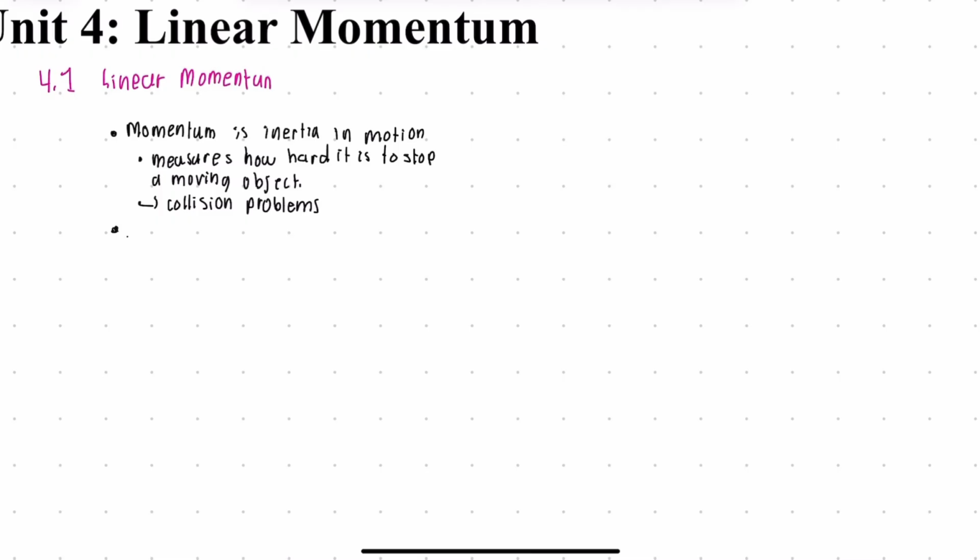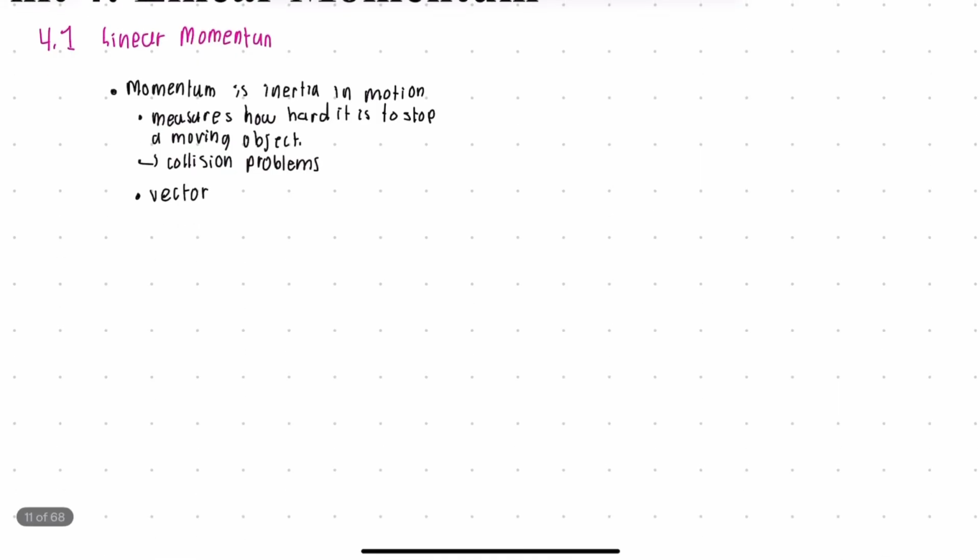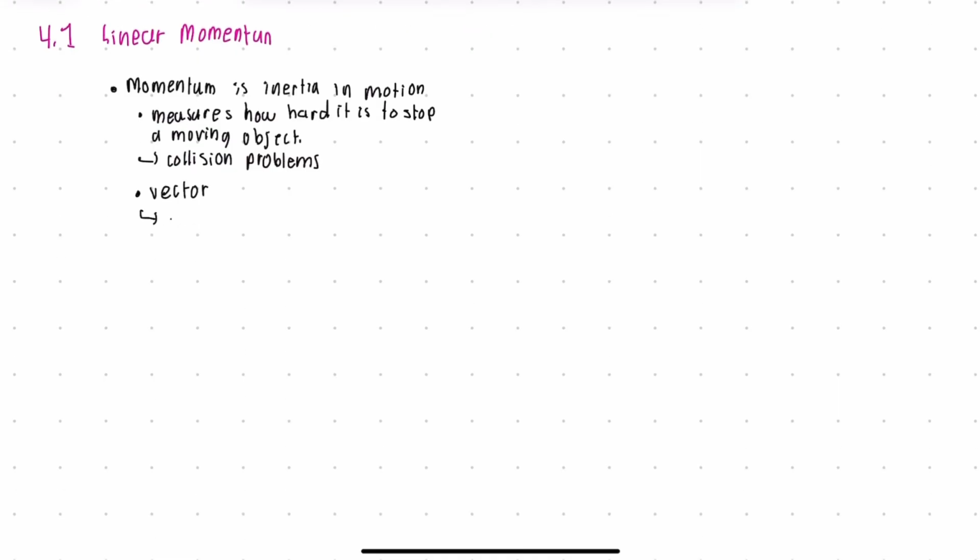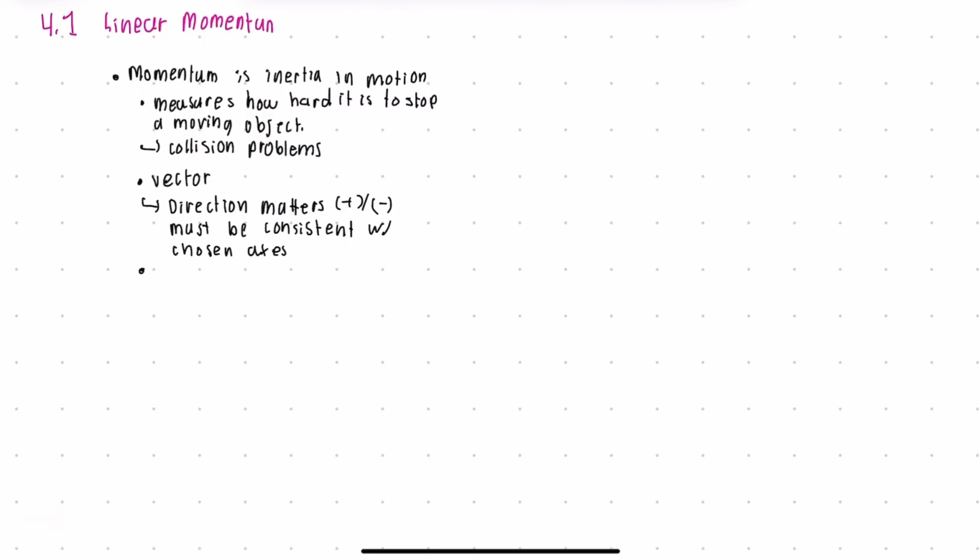Now let's talk about how it is a vector. This means that the direction matters, because positive and negative must be consistent with chosen axes. So don't make any sign errors.